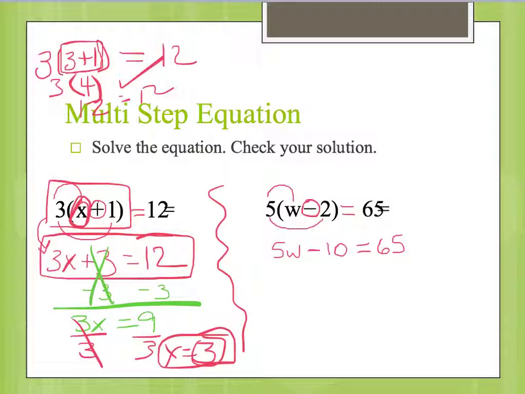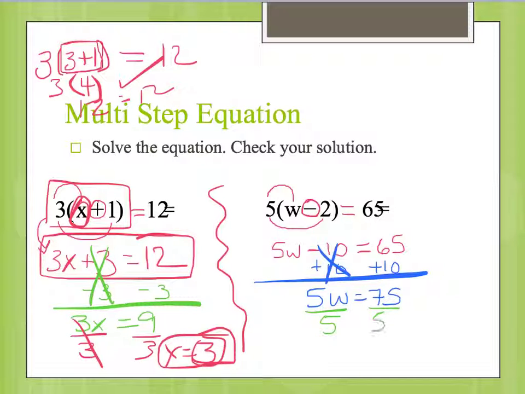Two-step equation. I'm going to add 10 to both sides. And when I do that, I'm going to get 5w is equal to 75, as the 10's make 0. And then I'm going to divide both sides by the coefficient 5. Again, remember the number out in front of a variable is called the coefficient, and that's the last step. So then in doing so, w is going to be equal to 15.